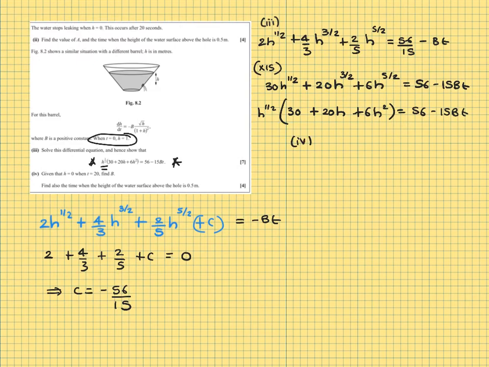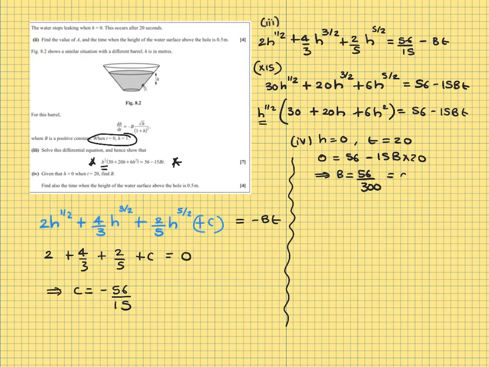Now, on to part 4. Given that h equals 0 when t equals 20, find b. So substituting h equals 0 in means the whole of the left-hand side will become 0 because of this h to the half here. So we have 0 equals 56 minus 15b multiplied by 20. Rearrange that to get the value of b, which gives us b equals 56 over 300, or as a decimal, 0.186 recurring. And find also the time when the height of the water surface is 0.5.